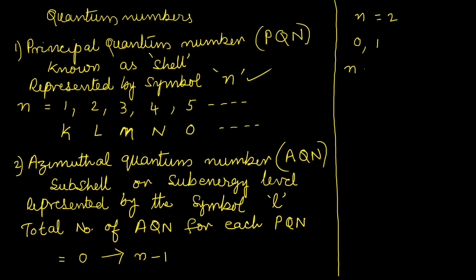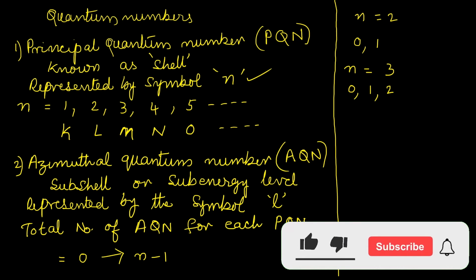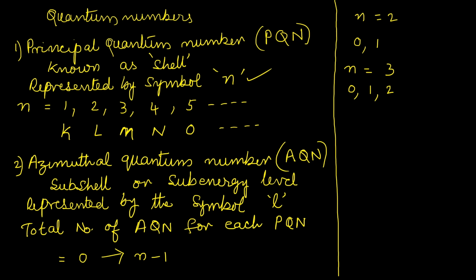Similarly, let us see for n is equal to 3, it will be 0 to n minus 1, means 3 minus 1, that is 2. 0, 1, 2. I hope it is clear. So, in short, we may say the maximum number of azimuthal quantum numbers for a particular principal quantum number is equal to the number of the principal quantum number. For n is equal to 2, there are two azimuthal quantum numbers.